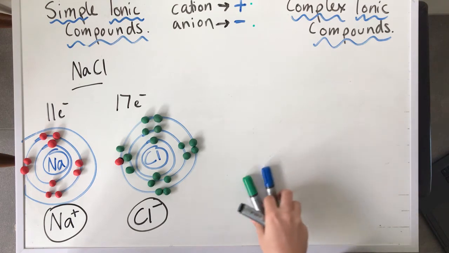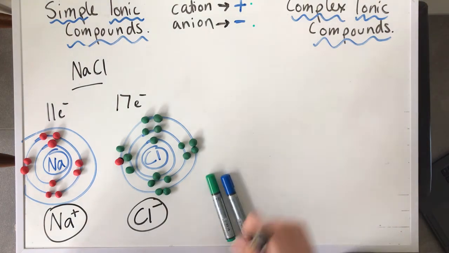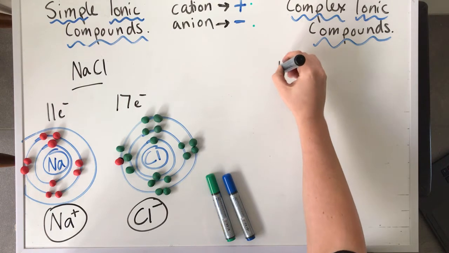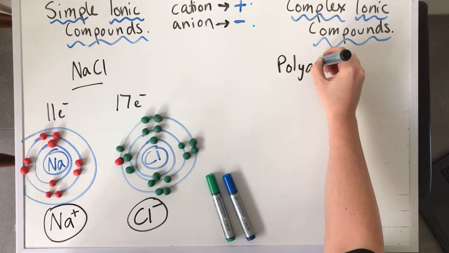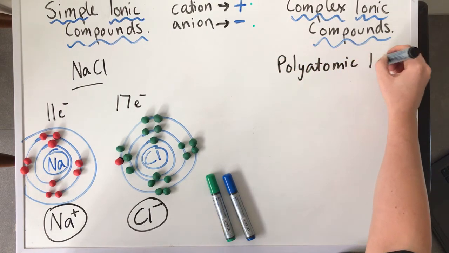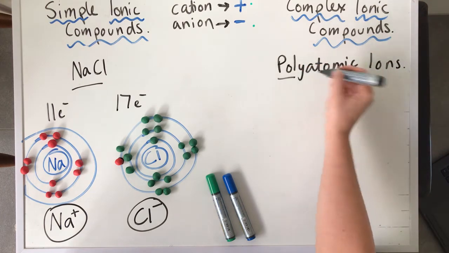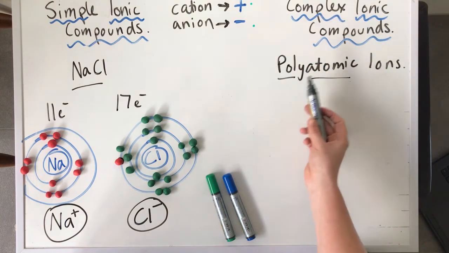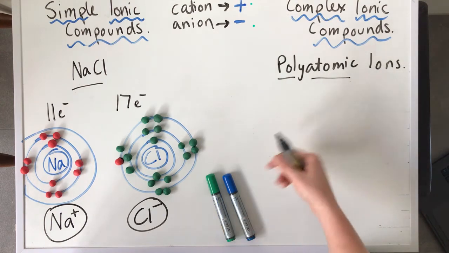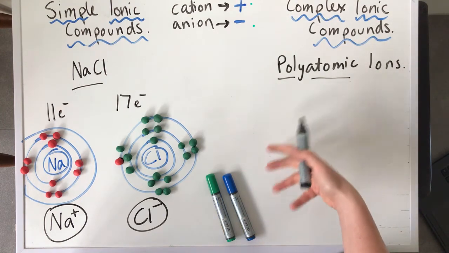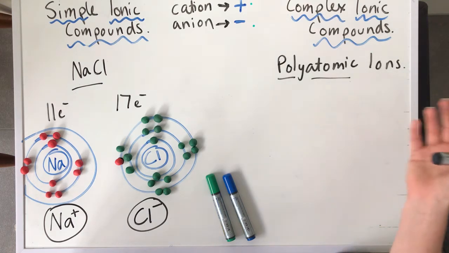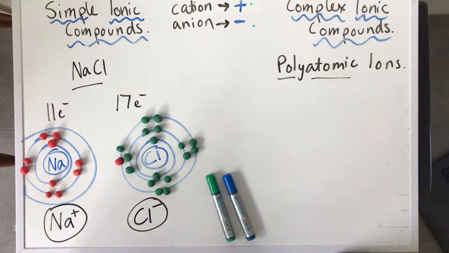Now, we're moving on to our complex ionic compounds, and we refer to these as complex because now we're talking about polyatomic ions. Poly means many, atomic means atoms. Many atoms, so they're ions with more than one atom, and often more than one type of element. An example of this is sodium hydroxide, a big one that we use quite commonly.